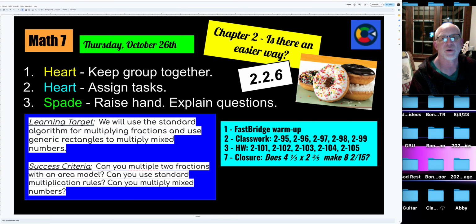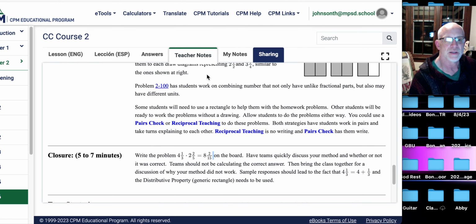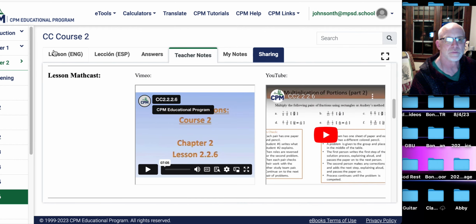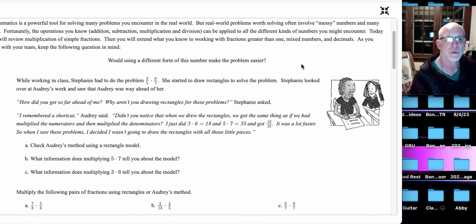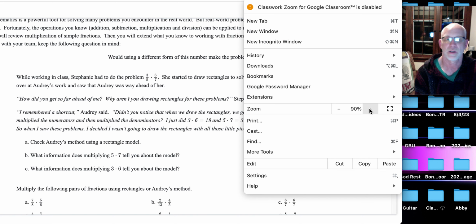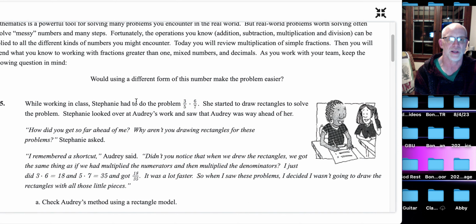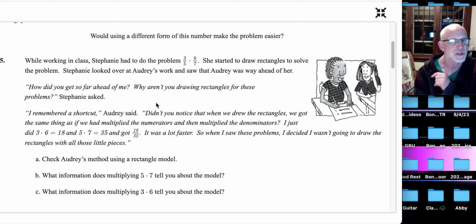Let me take a look at them real quick. 295 looks like this. This says, while working in class, Stephanie had to do the problem 3/5 times 6/7. She started to draw the rectangle to solve the problem. Stephanie looked over at Aubrey's work and saw that Aubrey was way ahead of her. "Hey, how did you get so far ahead of me? Why aren't you drawing rectangles for those problems?" "I remembered a shortcut," Aubrey said.